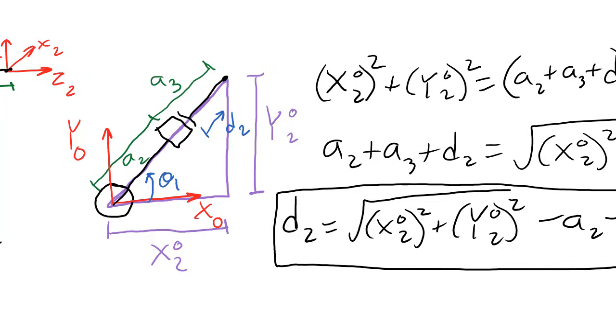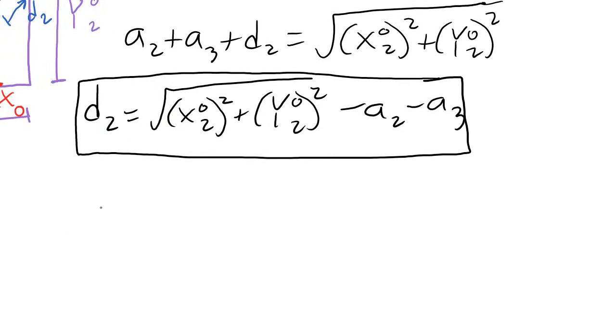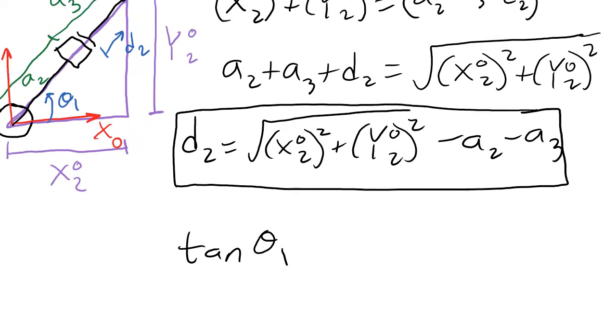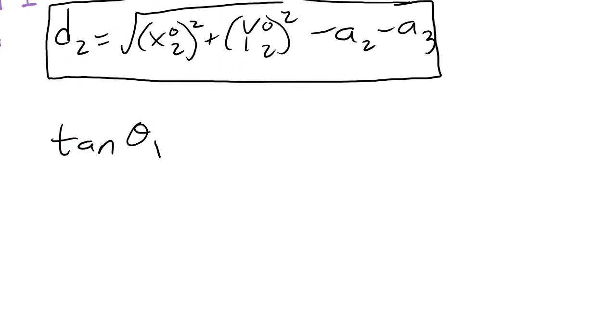Now I'm not done with the problem yet because I still need an equation for theta 1. To get an equation for theta 1, let's use SOHCAHTOA. When we're using SOHCAHTOA, anytime I can use the tangent, my solution will end up being more robust than in other cases. So I'll write this equation. The tangent of theta 1 is equal to opposite over adjacent, y over x.